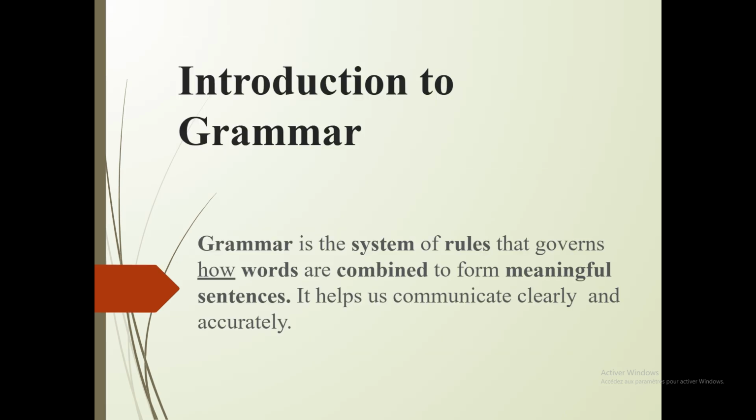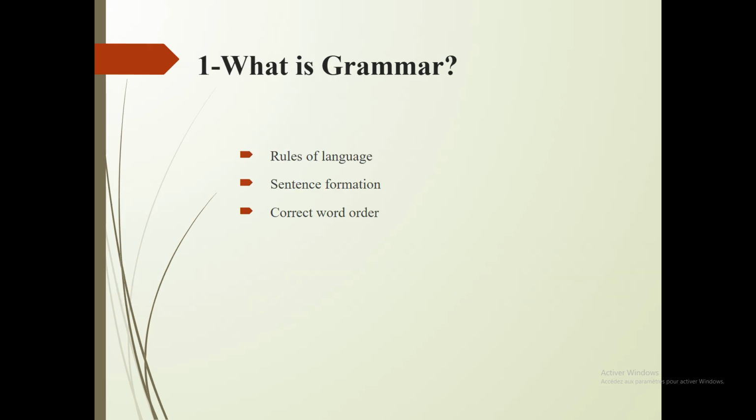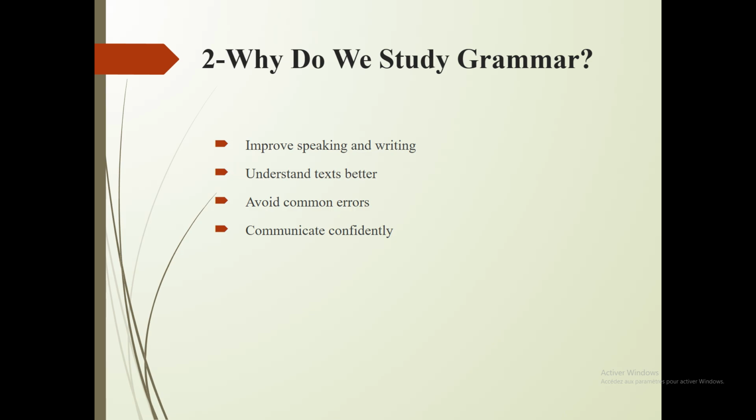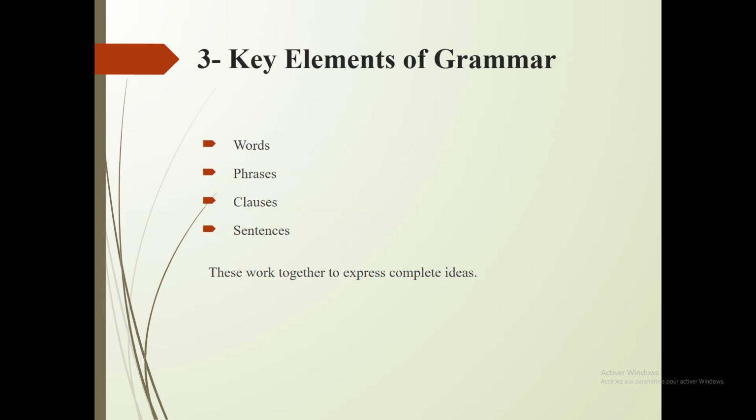As an introduction, we will see what grammar is. Grammar is the system of rules that governs how words are combined to form a meaningful sentence. It helps us communicate clearly and accurately. Grammar is about rules of language, sentence formation, and also correct word order. Why do we study grammar, or what are the objectives after studying grammar? Basically, we study grammar to improve speaking and writing, understand texts better, avoid common errors, and communicate confidently.